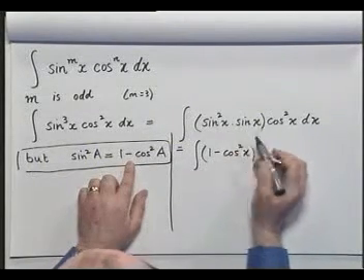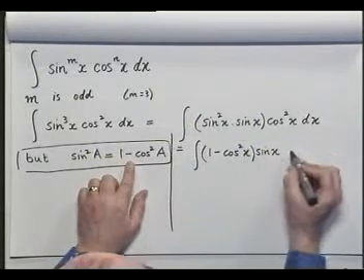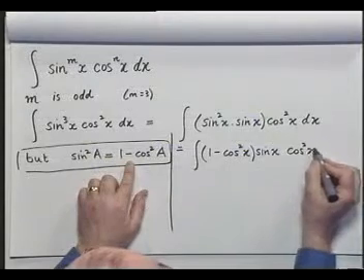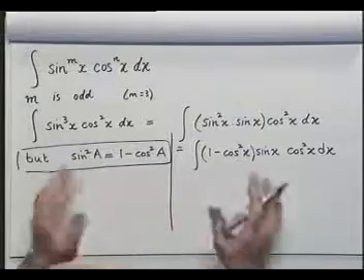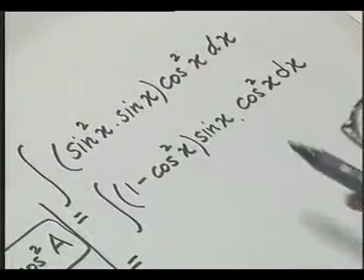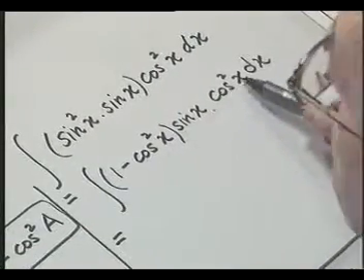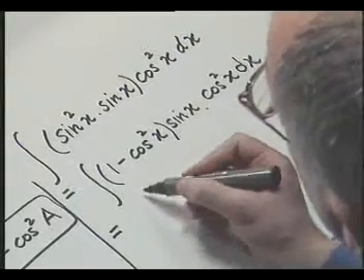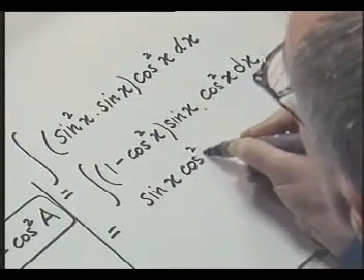There's still the term sine x, and at the end we've still got cosine squared x. Now this is looking a bit complicated, but as we'll see, it's all going to come out in the wash. Let's remove the brackets here and see what we've got. There's a 1 multiplied by all this, sine x times cosine squared x. So that's just sine x times cosine squared x.